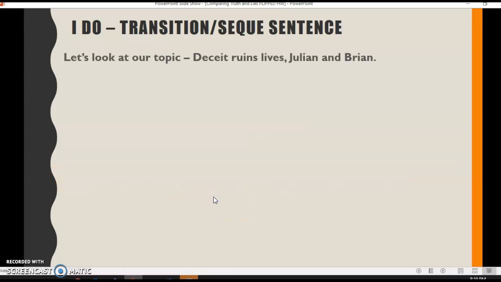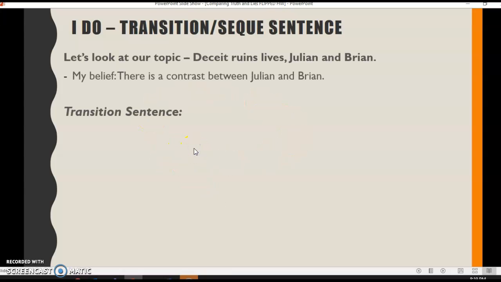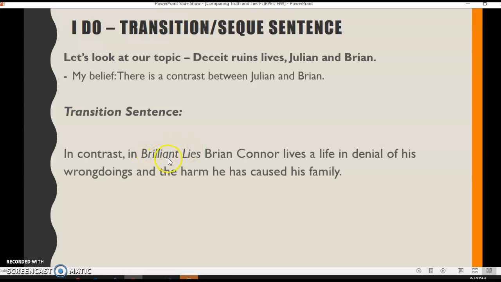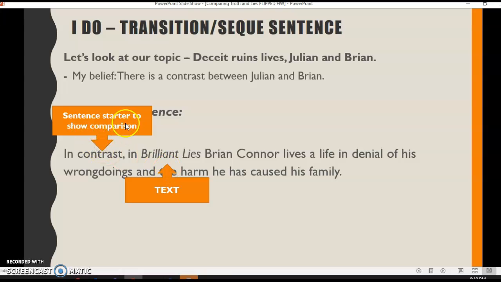All right, so here's my example. There is a contrast between Brian and Julian in my sentence. "In contrast, in Brilliant Lies, Brian O'Connor lives a life in denial of his wrongdoings and the harm caused by his family." If I'm going to be honest, I don't think that's a great transition sentence. I'd probably say you need to do better, but I'm tired, so I'll fix it for Friday's lesson. So here we have our sentence starter to show comparison and referring that we're moving on to the other text. And I have a belief.